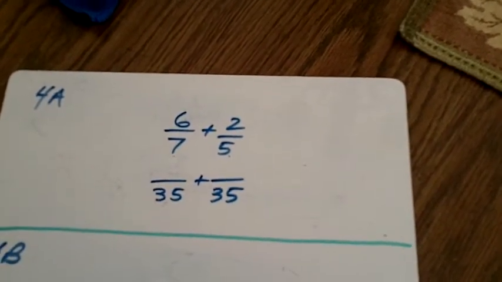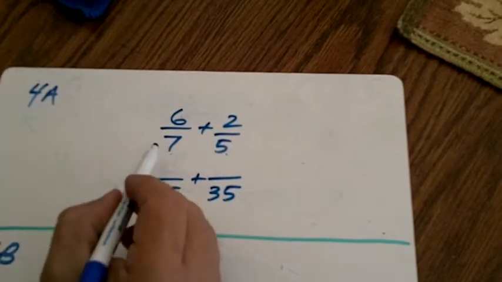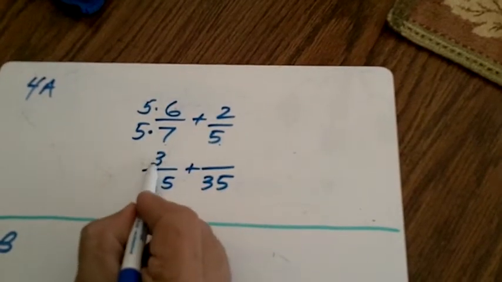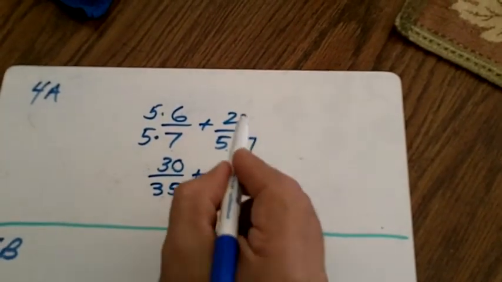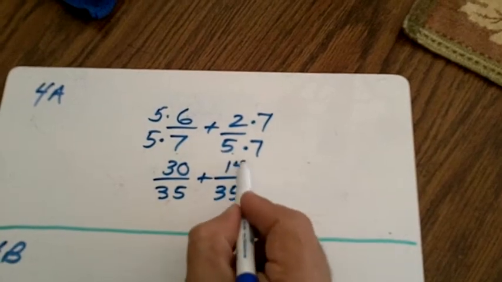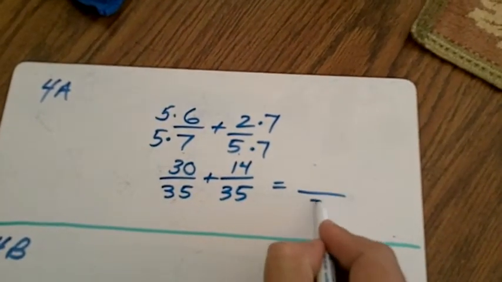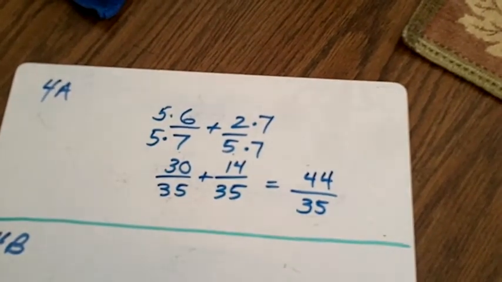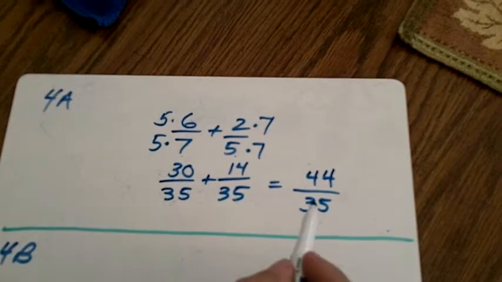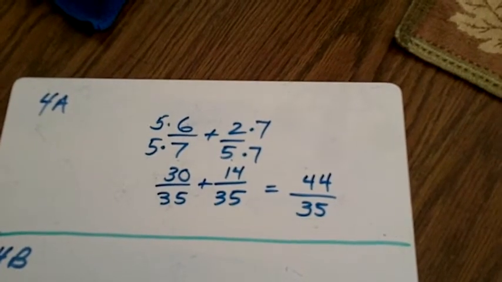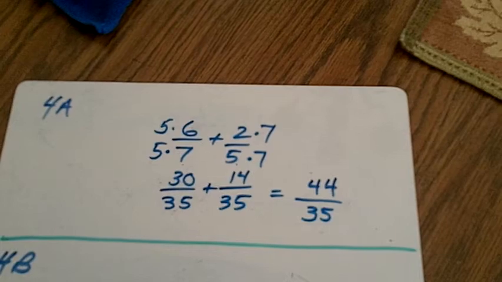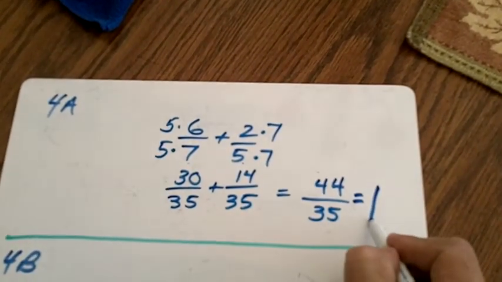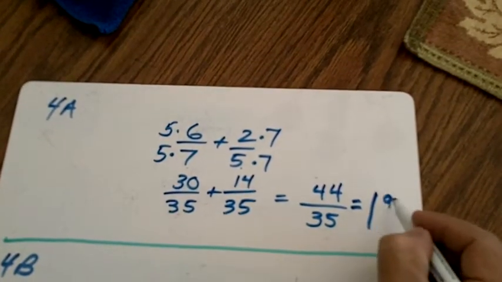So now I got to turn them both into 35ths. How do I do that? Times 5, times 5. That would give you 30. And this one I'm going to go times 7, times 7. That gives you 14. But when I keep the denominator and add these, I get something that I have to see if I could reduce. And one's odd, one's even, so I can't cut them in half. So if I look for a number that goes into both, I'll be stuck there. However, I could say 35 goes into 44 one whole time, and it would leave you 9 extra.